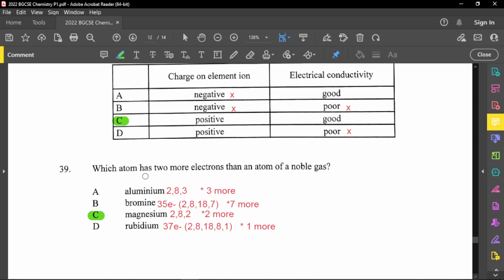Question 39 is: which atom has 2 more electrons than an atom of a noble gas? And remember what a noble gas is: the valence shell is 8. So what I did is work out the electron configuration for all of these elements. On a typical occasion, most of you will not be able to work out the electron configuration for the elements above the first 20. In other words, beyond calcium, you're not able to work those out because the rule actually changes. Because we know about 2, 8, 8, right? But once I pass the first 20 elements, the 2, 8, 8 doesn't apply anymore. We have to use Bohr's model, or Bohr's number.